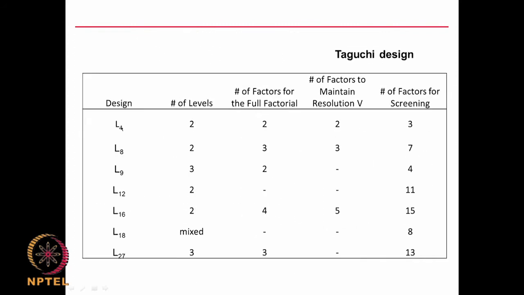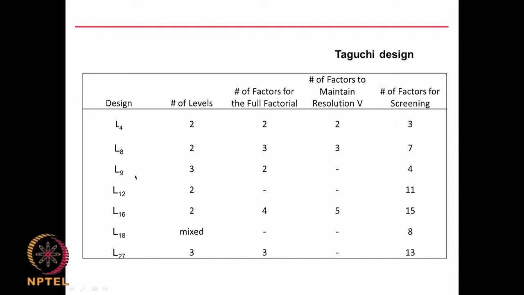So, L4, L8. If I want to do a full factorial design, I can do up to 3 factors. That will become a full factorial design with their interactions. And then if I want to look at 7 factors also, I can go. It will be almost like a Plackett-Burman design.